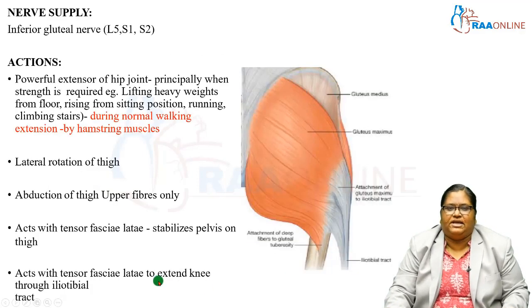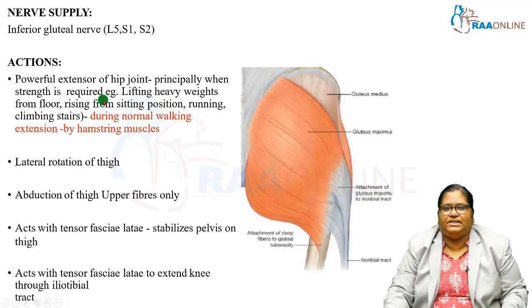What is the nerve supply? Gluteus maximus is supplied by the inferior gluteal nerve. The root value is L5, S1 and S2. What is the main action of this gluteus maximus?